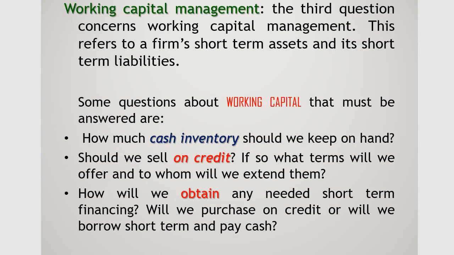That's the third question. It concerns working capital management. This refers to a firm's short-term assets and its short-term liabilities. The short-term assets and short-term liabilities, the cash. How are we going to get cash? Some of these questions can be answered. How much cash inventory should we keep on hand? How much should we keep as cash in hand? How much should we keep as cash at the bank?